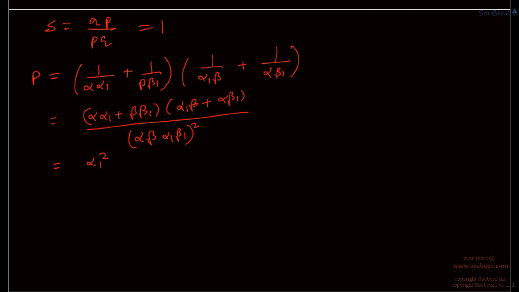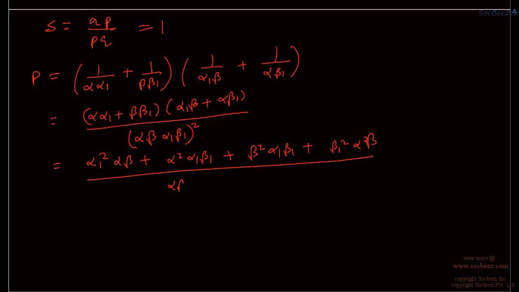So I have alpha 1 squared alpha beta, then alpha beta plus alpha squared alpha 1 beta 1, plus beta squared alpha 1 beta 1, plus beta 1 squared alpha beta, right? This divided by alpha 1 beta 1 whole squared.